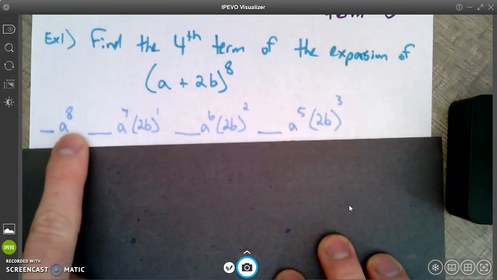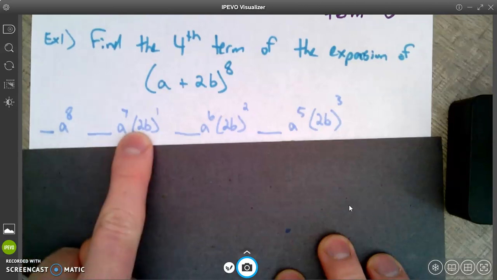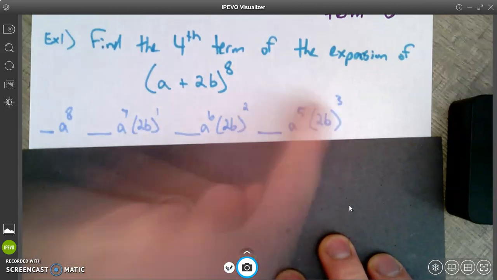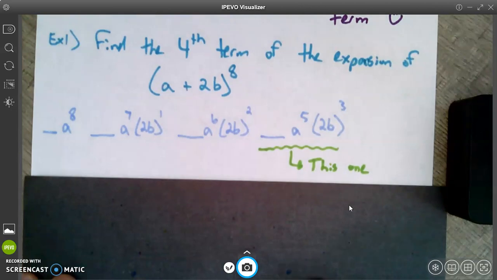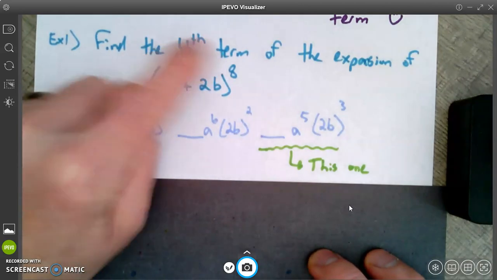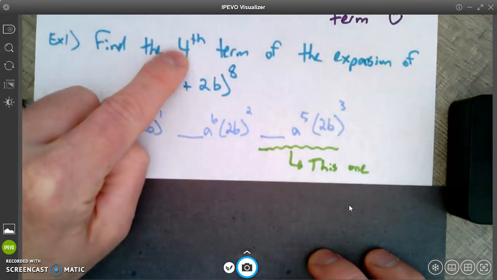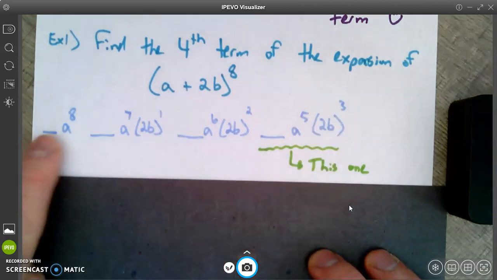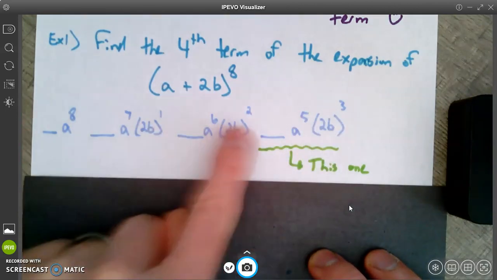So I didn't put it, but here's 2b to the 0, 2b to the 1, 2b to the 2, 2b to the 3. And this is the term I'm talking about. That is the 4th term in this expansion. The way I personally do this when they're worded like this, find the 4th term, you drop this number by 1, and that's what's going to go on our second term, because remember, it starts at 0 every time and then increases by 1.